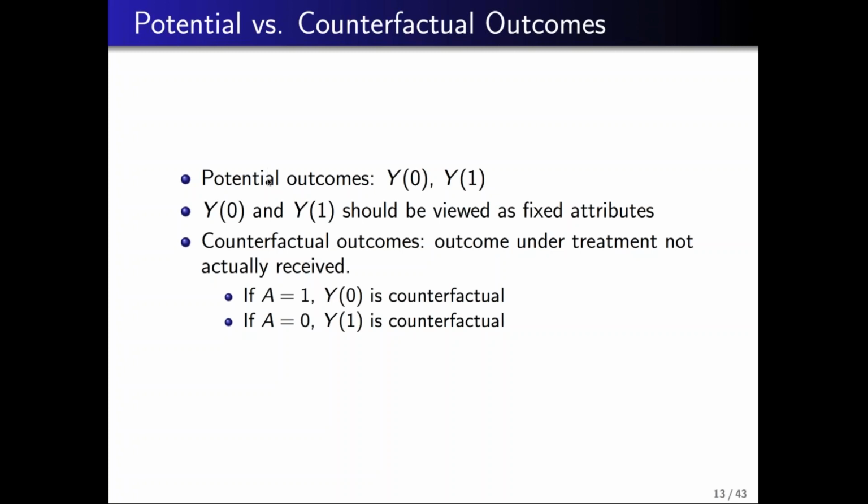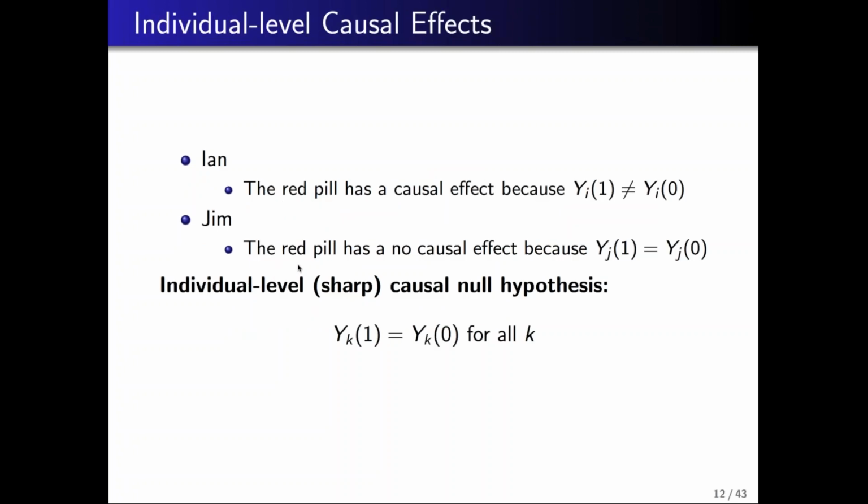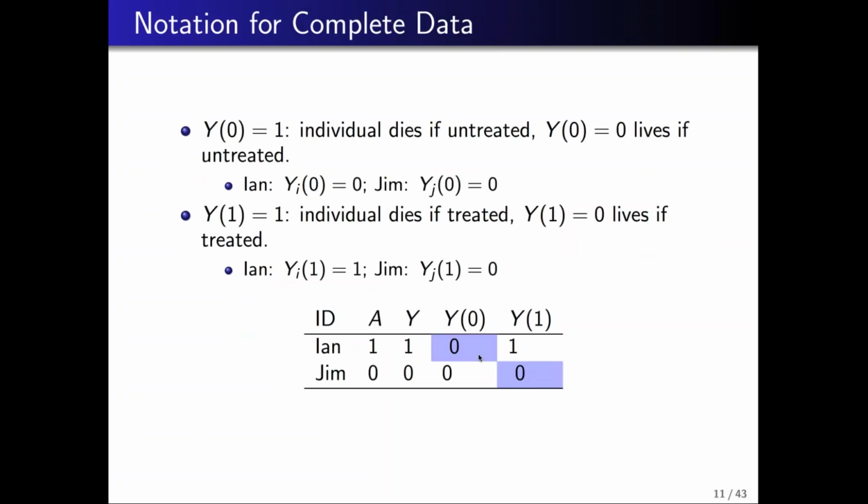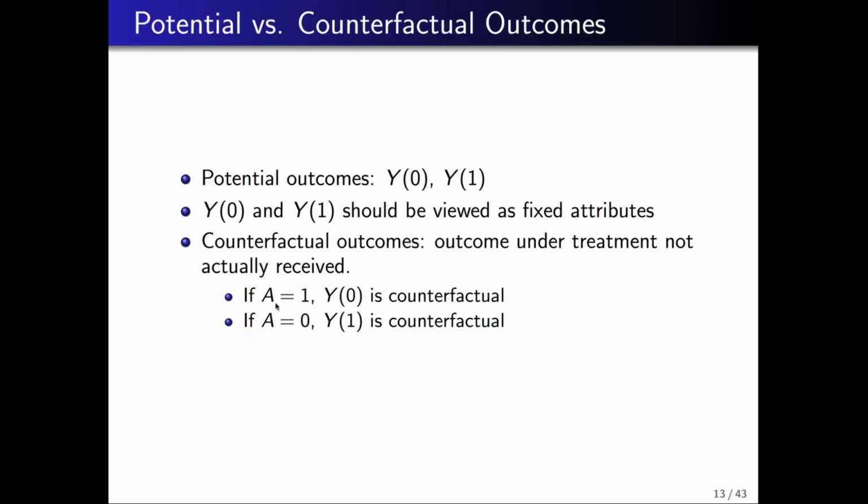So what's the difference between a counterfactual outcome and a potential outcome? A counterfactual outcome is the outcome under the treatment that you did not actually receive. So it's really those blue boxes. These are the counterfactual outcomes because they're the outcomes I don't get to observe. If I received A equals 1, so if I was observed to take the red pill, then the outcome under no treatment would be counterfactual, counter to fact. And if I don't take the red pill, then the outcome I would have had under taking the red pill is counterfactual.